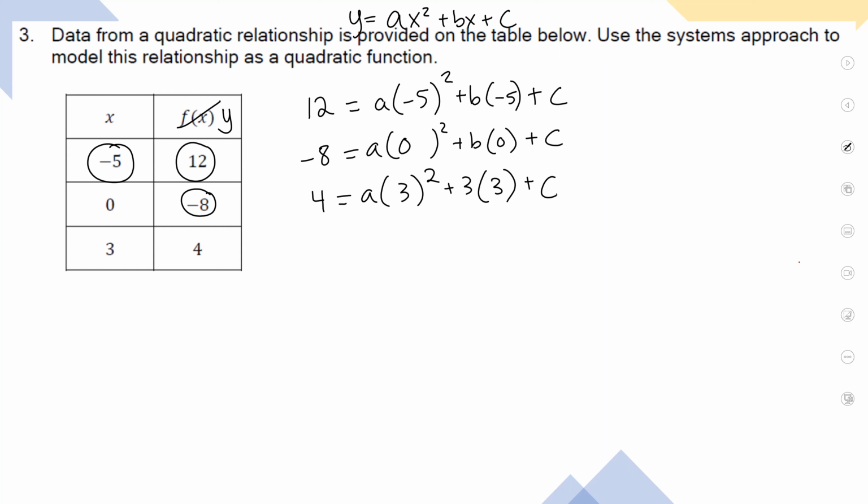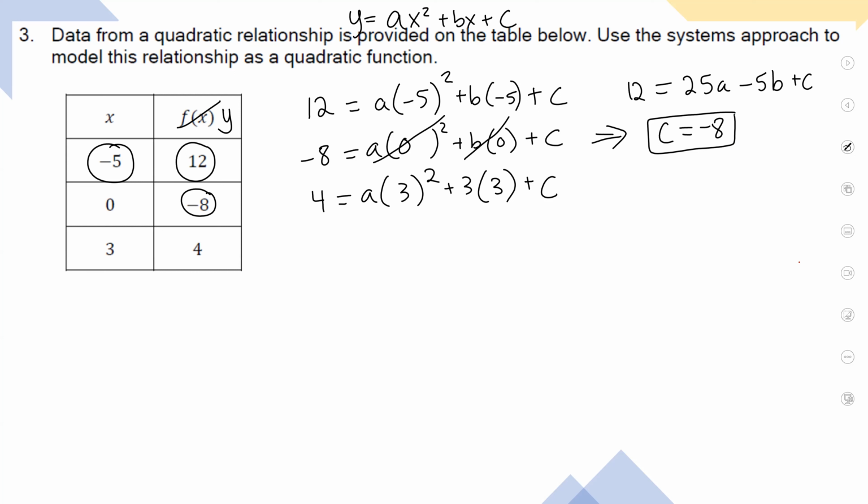Now I'm going to simplify them. I get 12 equals -5 squared is 25, so this will be 25a, -5 times b is just -5b plus c. Now the second equation. 0 squared is just 0. This whole thing is 0. This is 0. I know what c is. C is -8.